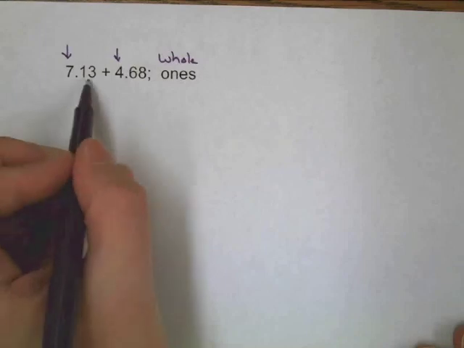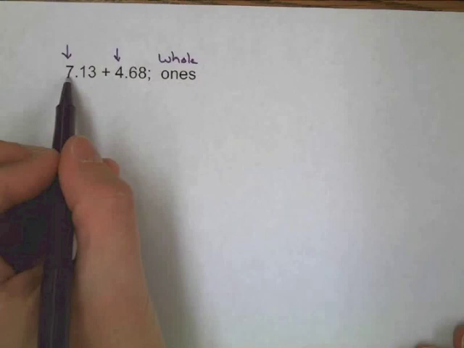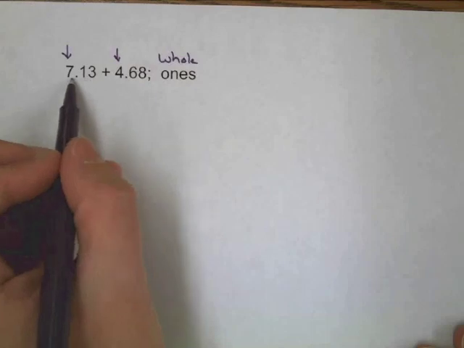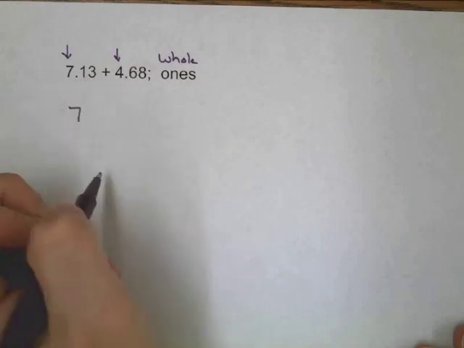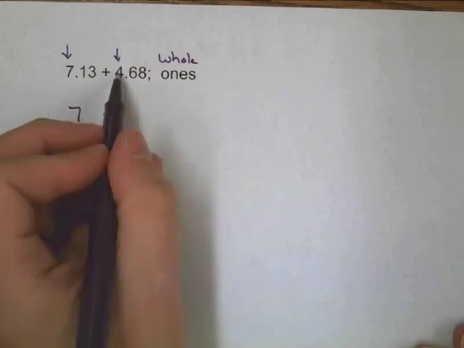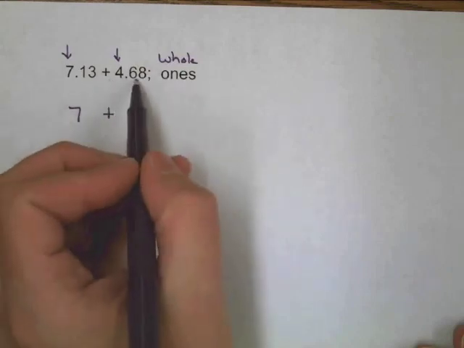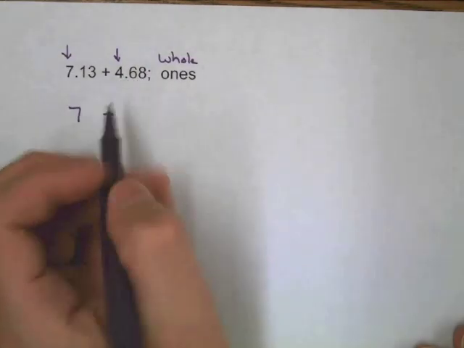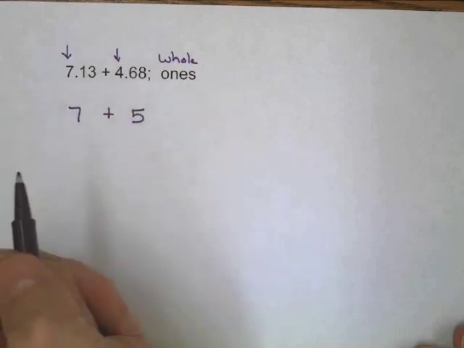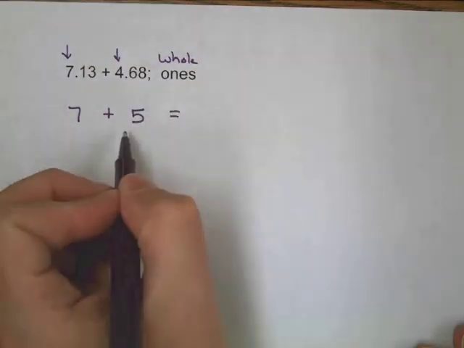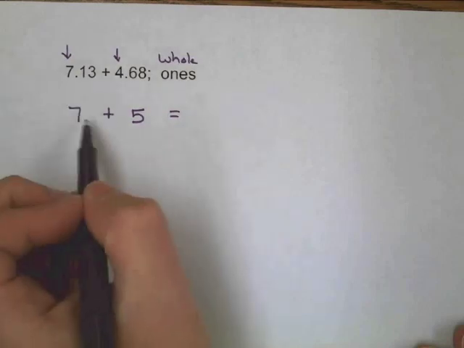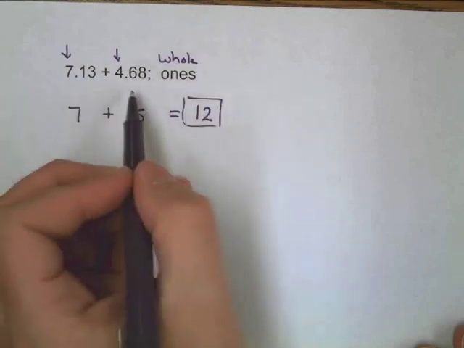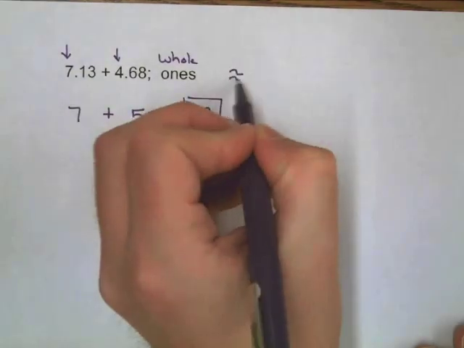So for this one we have 7 and 13/100ths. I want to think, is this closer to 7 or is it closer to 8? Well, 13/100ths, that's just a little piece there of another whole. This is closest to 7. 4 and 68/100ths, well, for 68/100ths, that's getting pretty close to that next whole number, which is 5. So I can round that up to 5. And so now I have two whole numbers to work with, a lot easier. 7 plus 5, and I come up with 12. So my estimate for these two numbers, this is about 12.